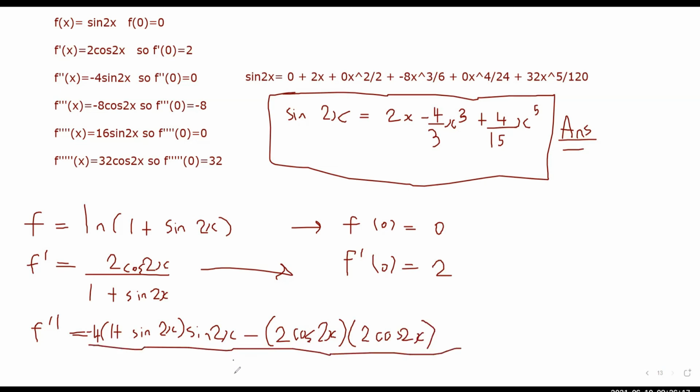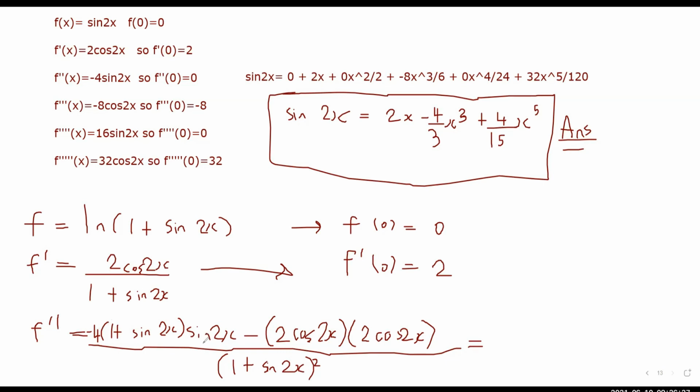That is just 1 plus sine 2x all squared. That's when I use the quotient rule. Now I have no issue finding f double prime of 0, but before I do that, I'm just going to simplify it.